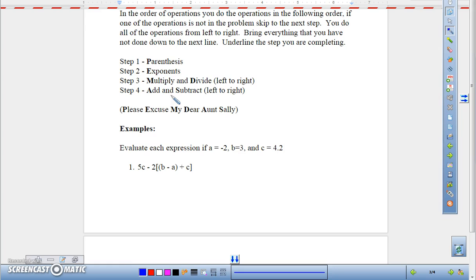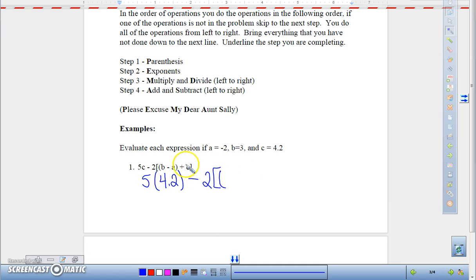So the very first thing you do is you're going to substitute stuff in. So where it says C, so it says 5C, we substitute 4.2 in. Anytime you substitute something in, you put parentheses around it. Okay, so there's our first one. Then it says -2. Then we have a bracket. A bracket is just another form of a parenthesis. Then we have another parenthesis.